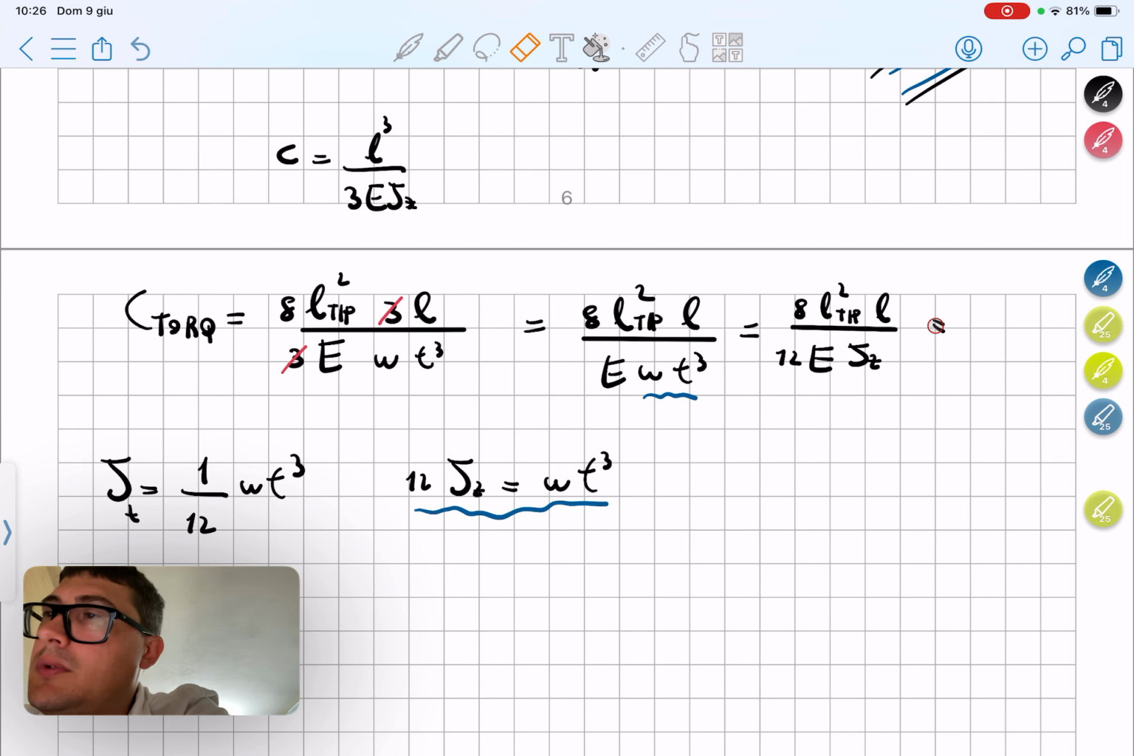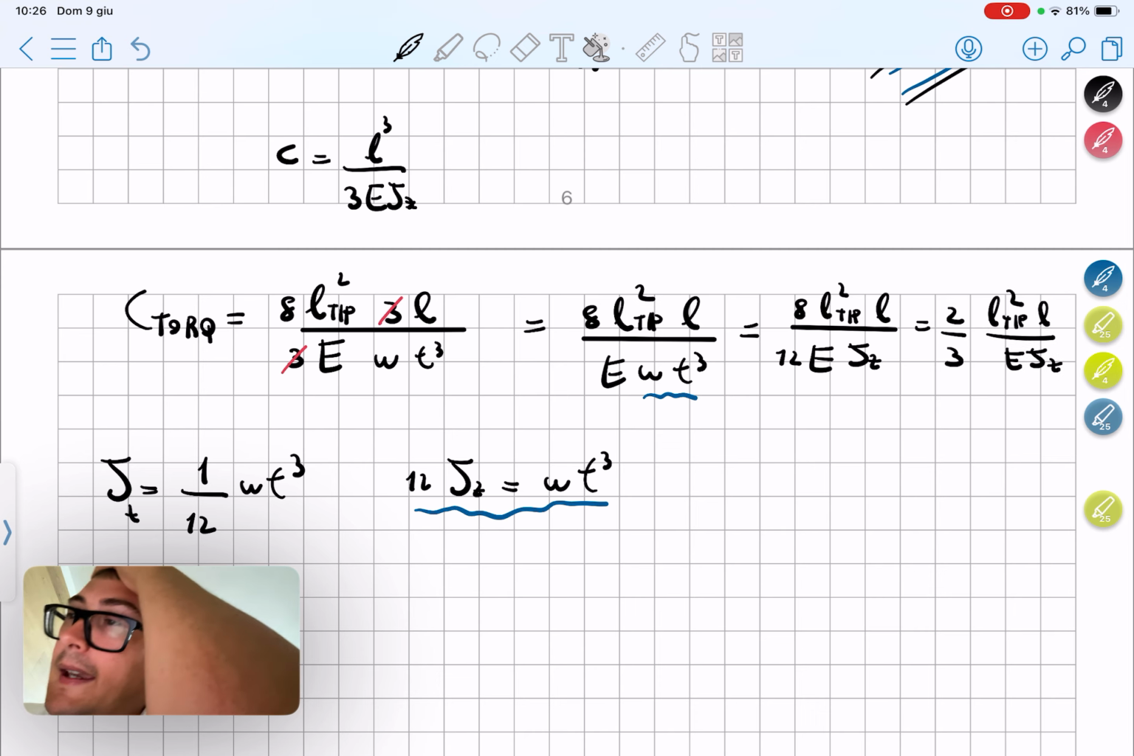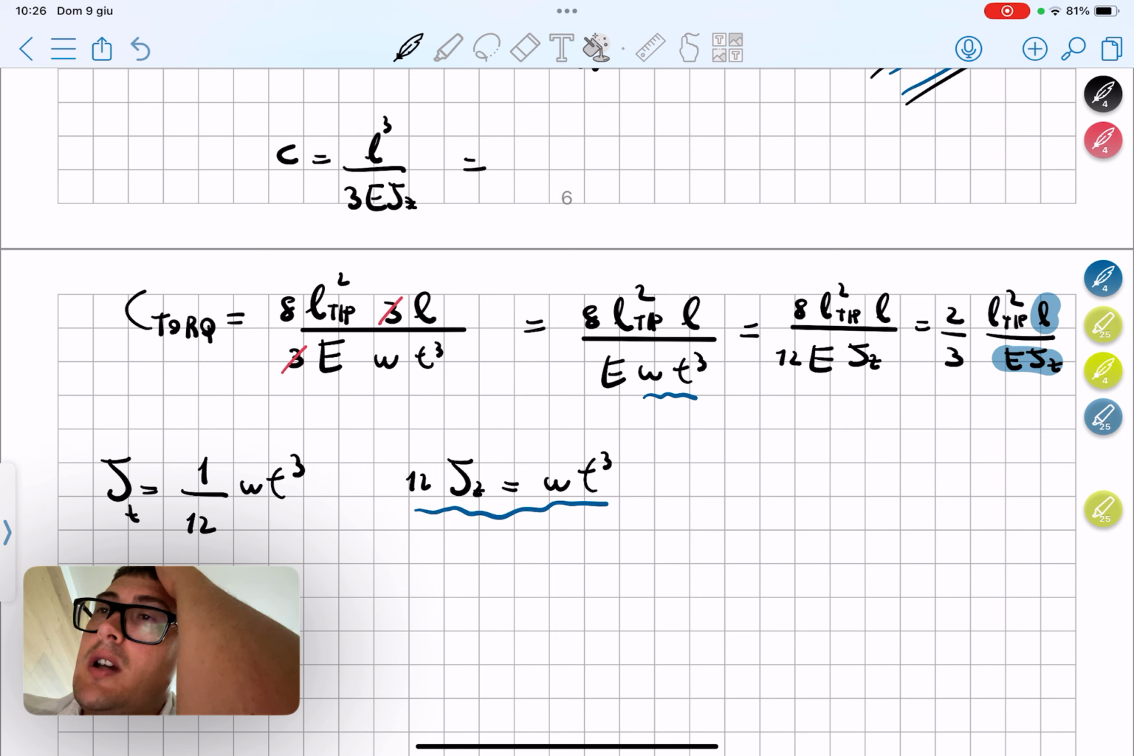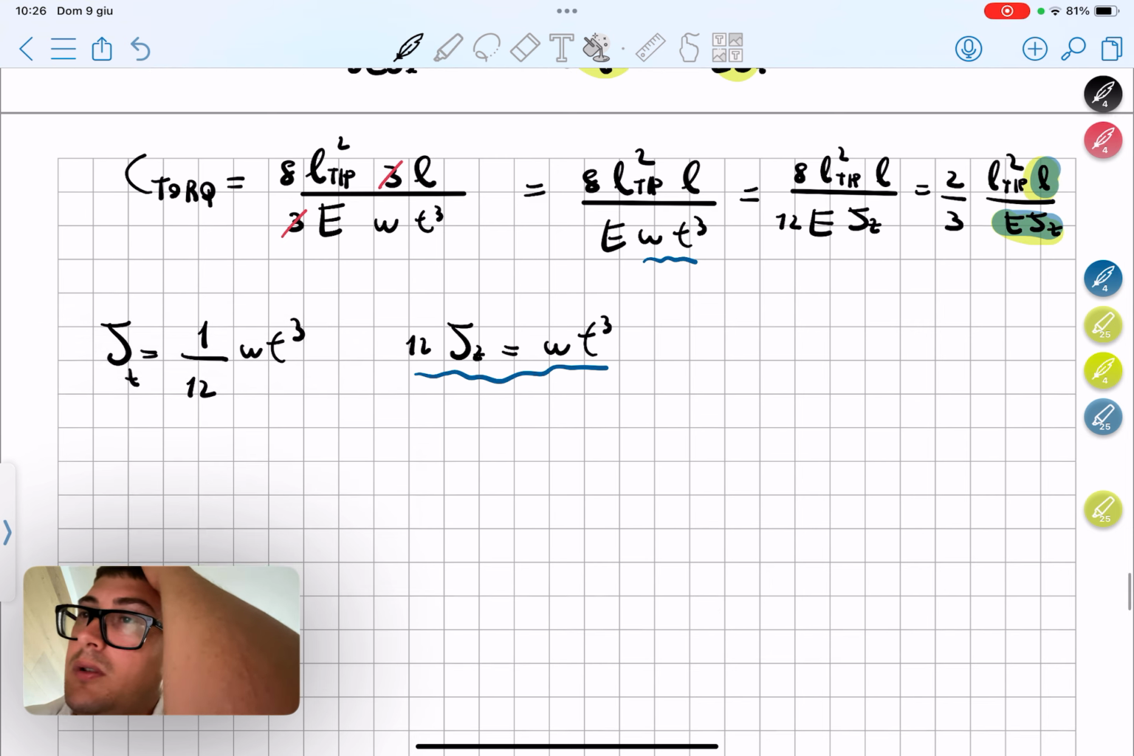So this is equal to, I divide everything by 4, so it's 2 over 3 L over the tip square L divided by EJZ. But again, I notice that there is this L over EJZ, which I will recover from here. So it's C divided by L squared, 3, and this is L divided by EJZ. I replace this one instead of this one. So let me write it down here.